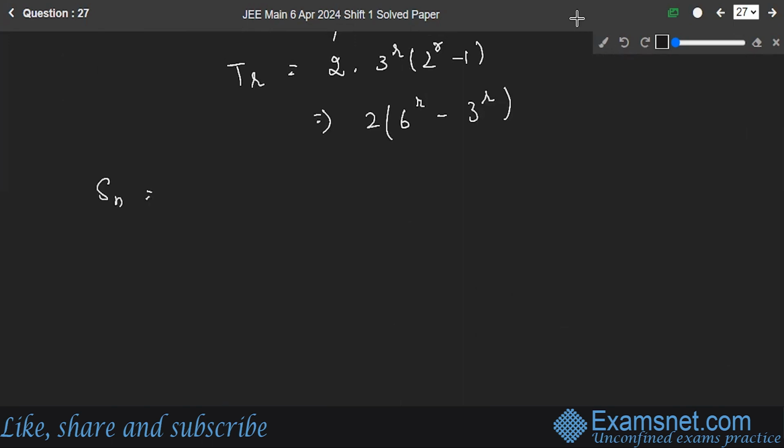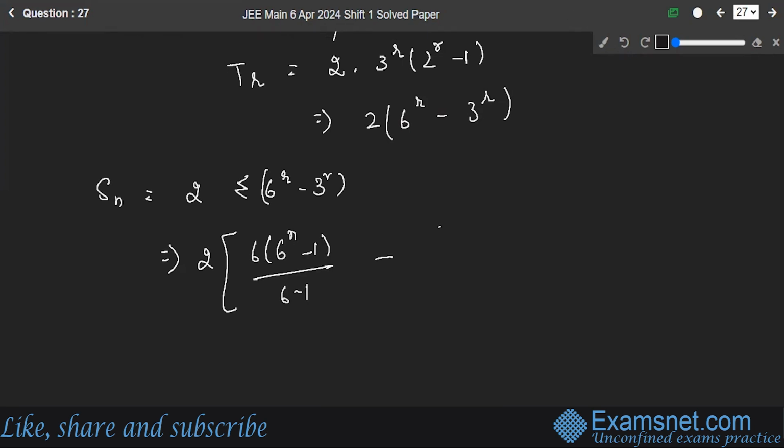So Sn will be given by 2 will come out outside, summation of 6^r minus 3^r. I have taken all the r's on one side, inside. So this is equal to 2 will remain outside. This is again a series which is having 6 into (6^n minus 1) upon 6 minus 1 minus 3 into (3^n minus 1) upon 3 minus 1.